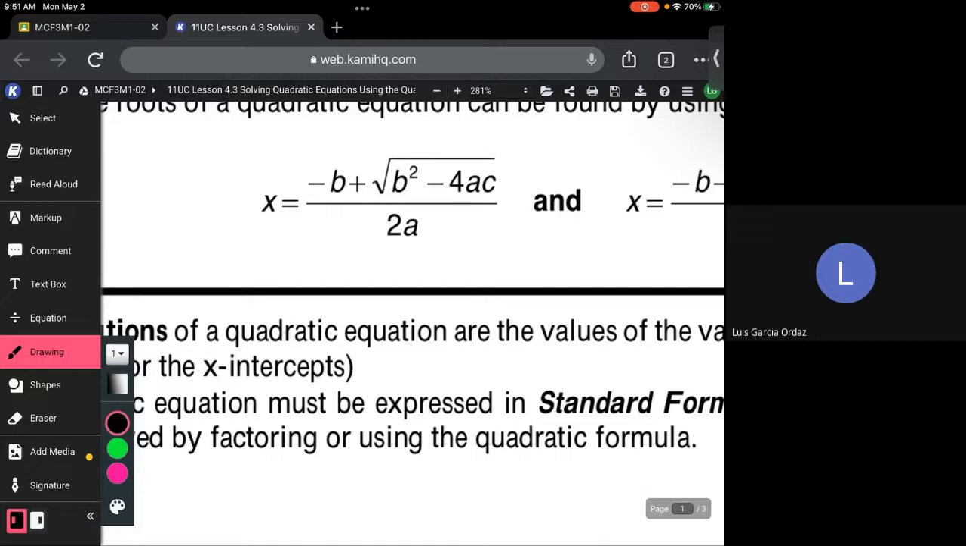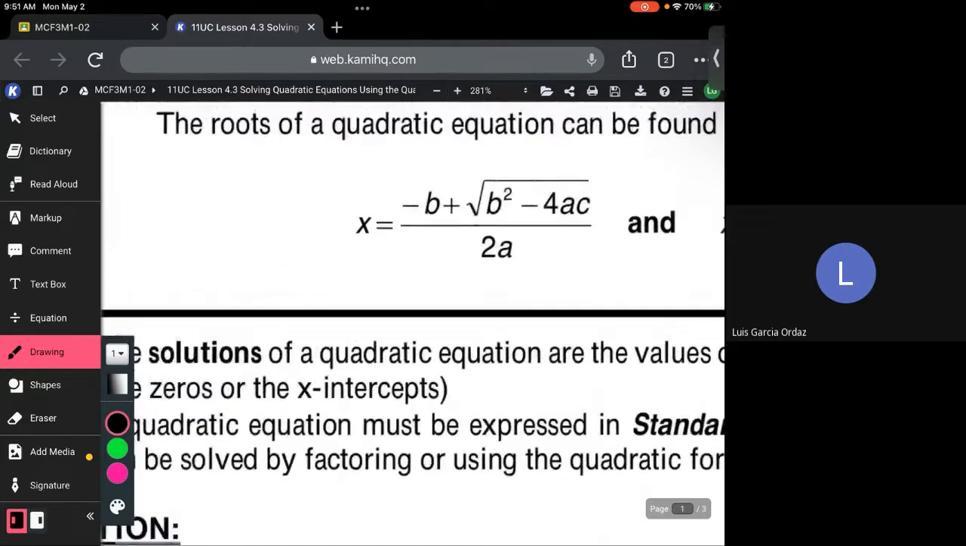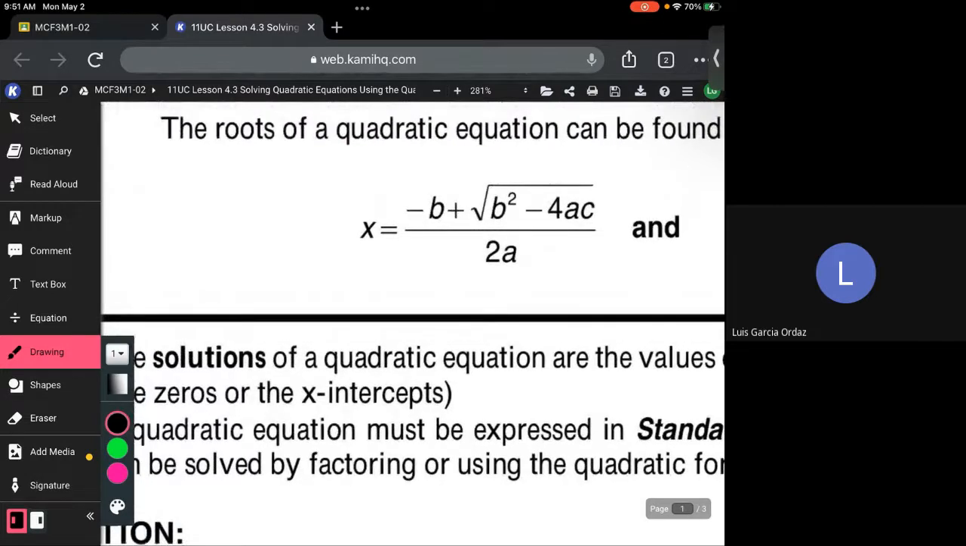So all that means is this. You guys are probably like, what is A, what is B, what is C? So when we have our quadratic function, so say we have 2x squared plus 3x minus 8, we're just looking at the numbers. You're not looking at the variables. We're just looking at the numbers.